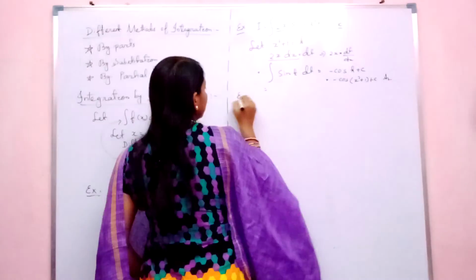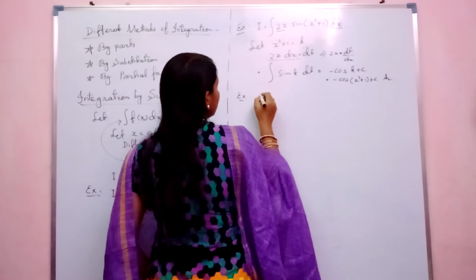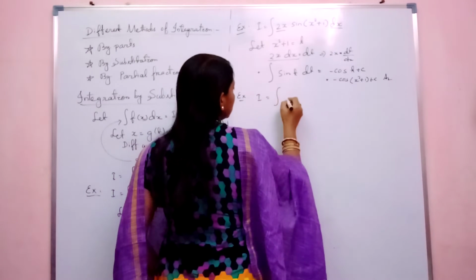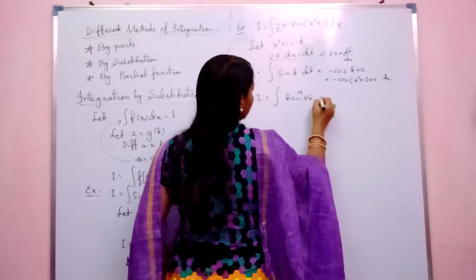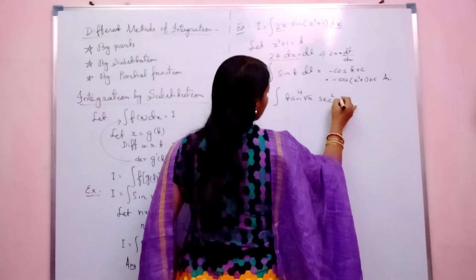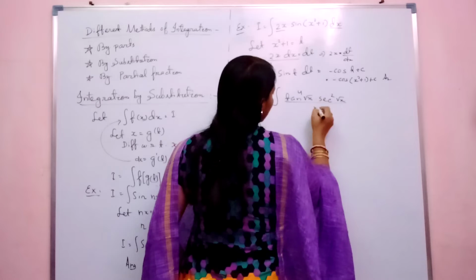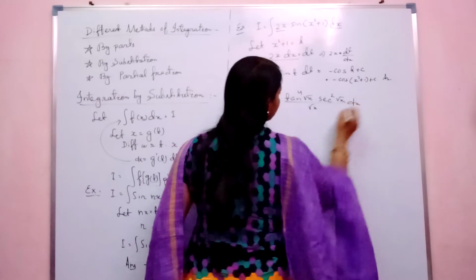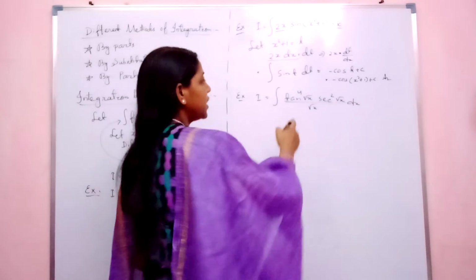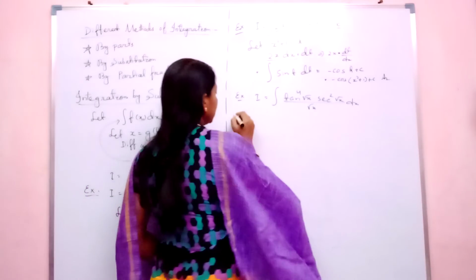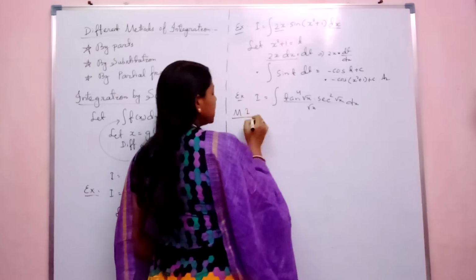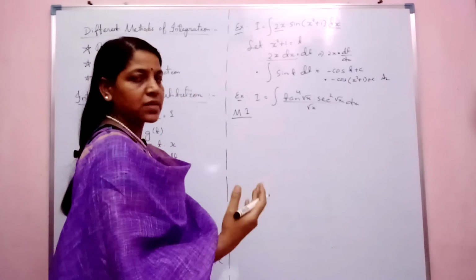Now come for another example. For example, they have given: find the integration of tan to the power 4 root x secant square root x divided by root x dx. So the same numerical I can do with two methods. Let us see method 1, that is most simple. The second one is compact.